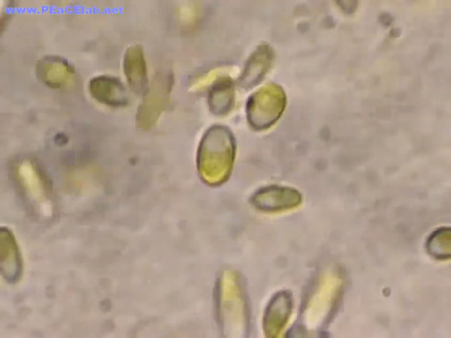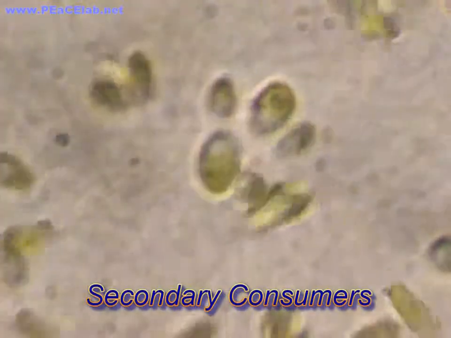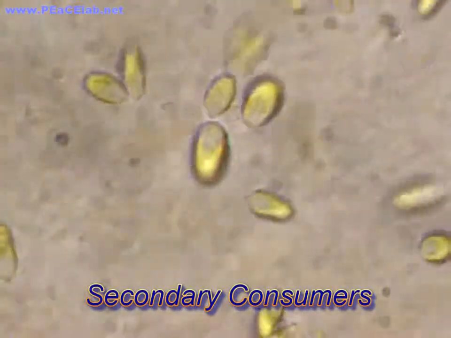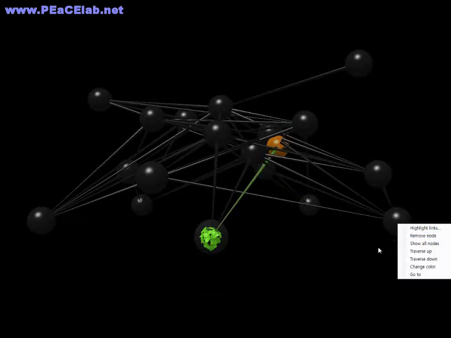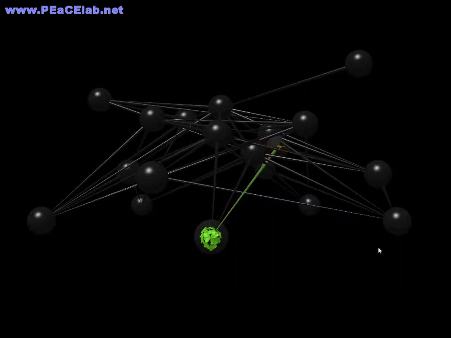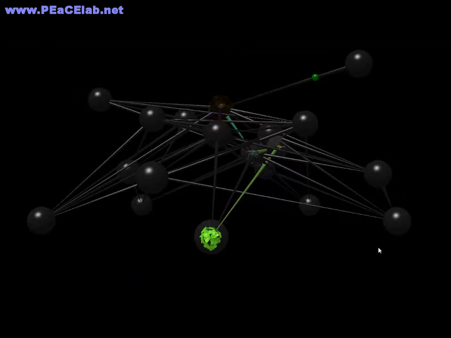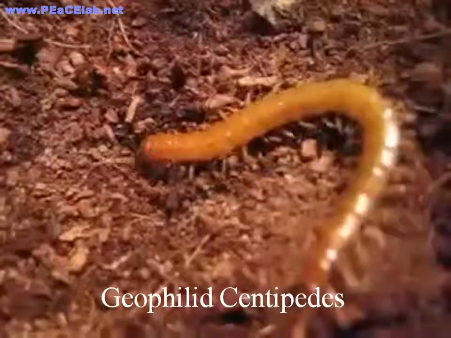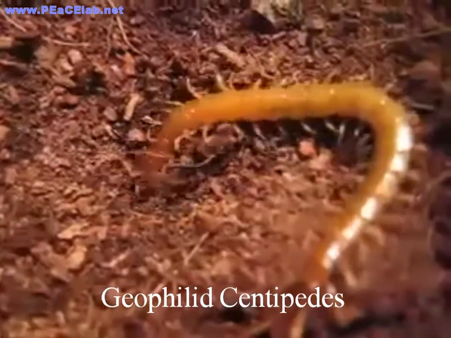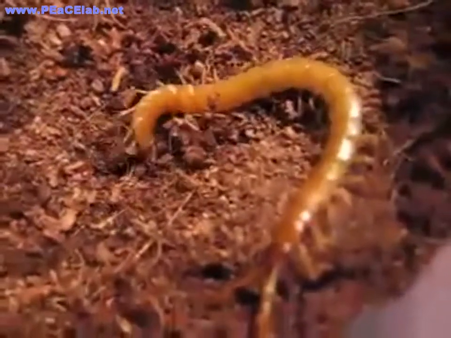Whereas herbivores are called primary consumers because they eat primary producers, predators of herbivores are called secondary consumers because they eat primary consumers. But we're not at the top of the food web yet. Meet the tertiary consumers. They are predators of those predators of herbivores, including mononchid nematodes and geophyllid centipedes. You may have met those centipedes previously in your walks in the forest.